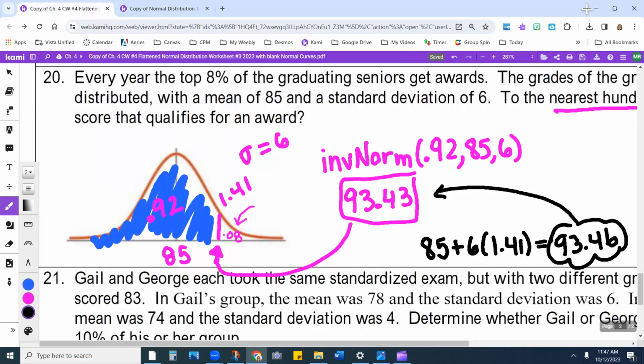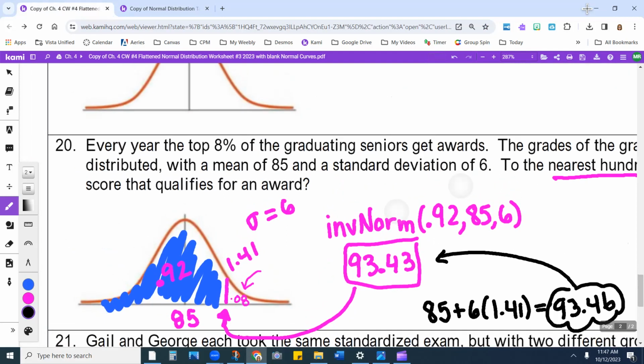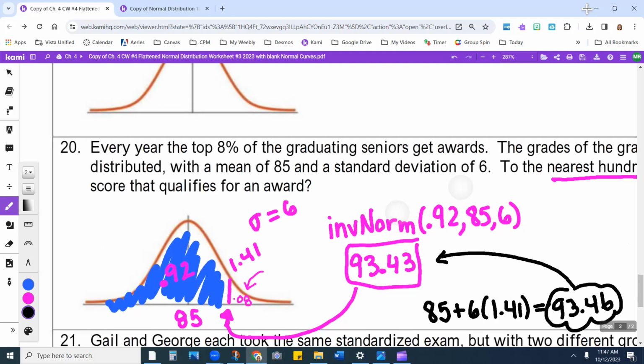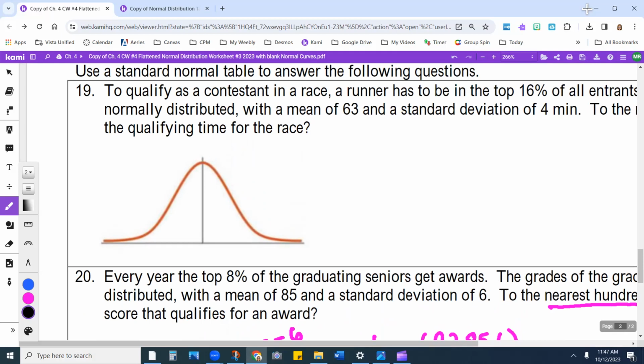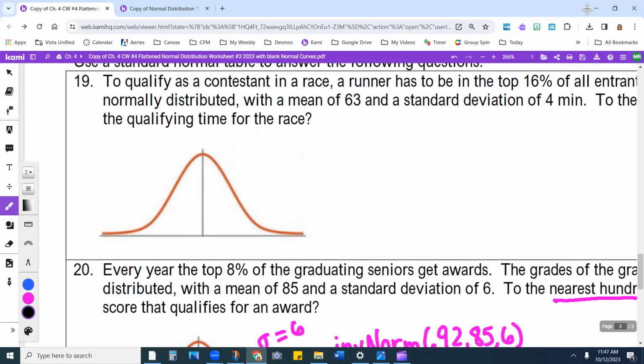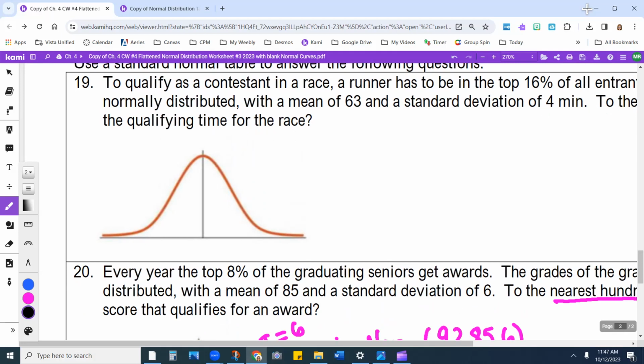Now the other one I wanted to do, and this is the last one, is a very similar problem where we know an area or a percent that we're looking to find the value for. But this is going to be with a race. It's a running race. And so for runners, understand that you want to get a faster time, which means actually a smaller time. So in this problem, we want to be in the top 16%. We have a mean of 63 and a standard deviation of 4 minutes.